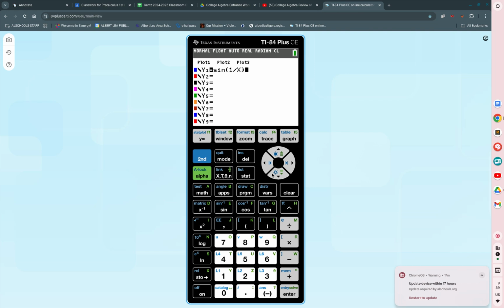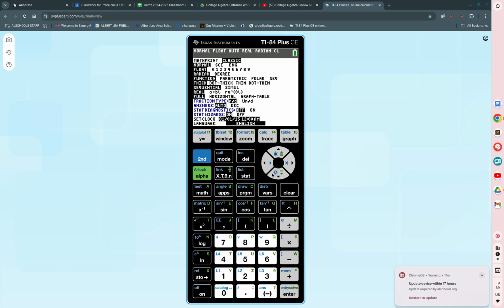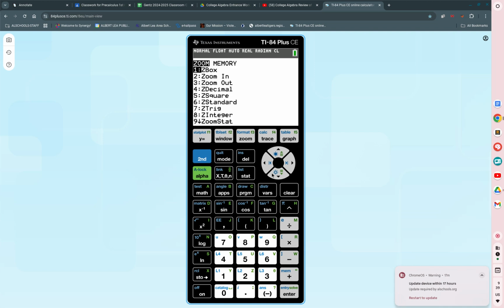And we're going to do a couple things here. The first thing we're going to do is check in mode to make sure that we're working in radians. Again, I said everybody should be in radians. And finally, we're going to zoom 6, zoom standard, and that's our picture. Everybody okay with that?